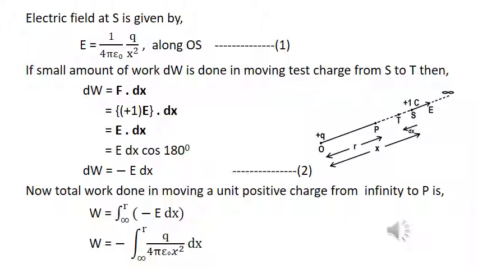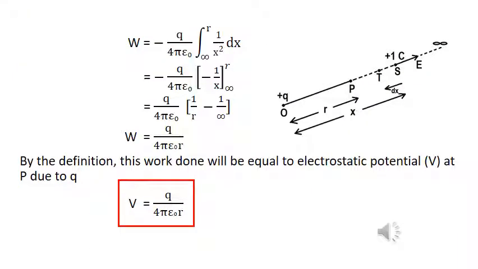Now, total work done in moving a unit positive test charge from infinity to point P can be obtained by integrating the equation number 2 from the limits infinity to R, and by putting the value of E in the equation we get W is equal to minus integral infinity to R Q by 4 pi epsilon naught x square into dx. Or we can write W is equal to minus Q by 4 pi epsilon naught integral infinity to R 1 by x square dx.